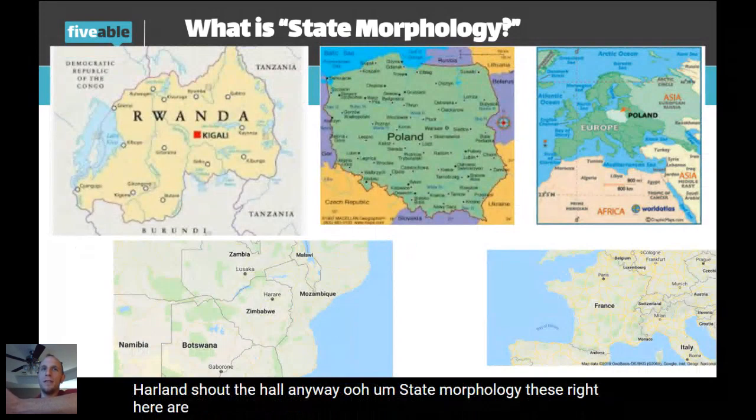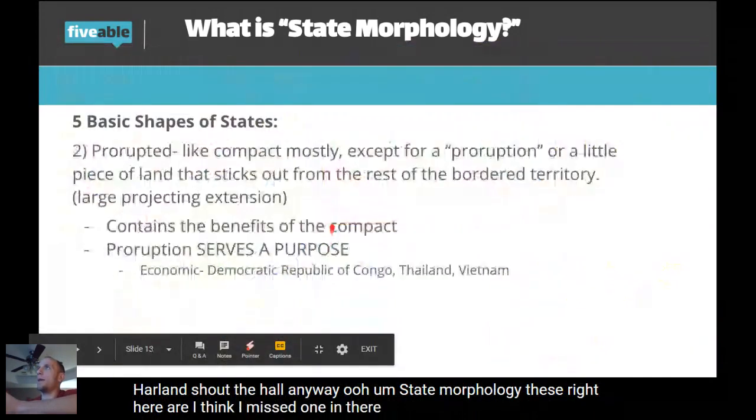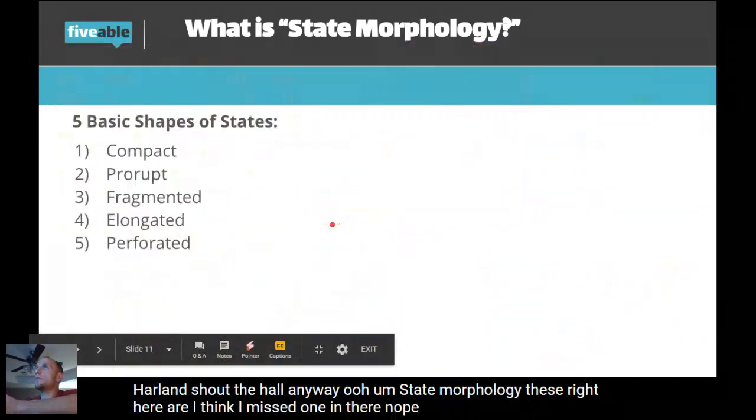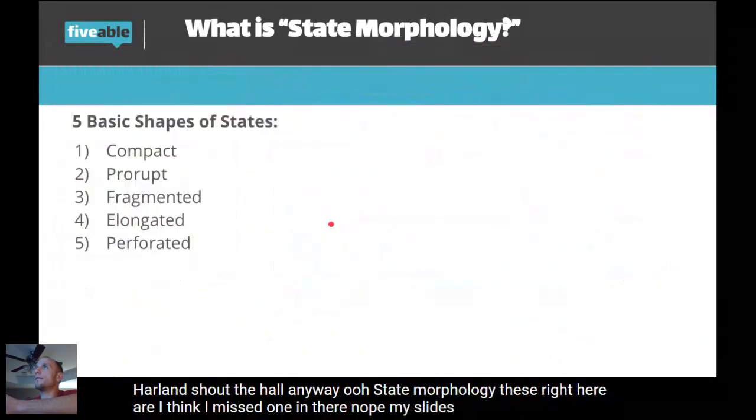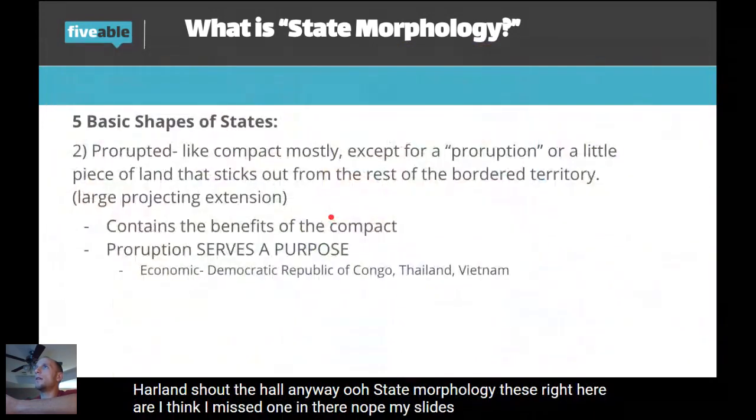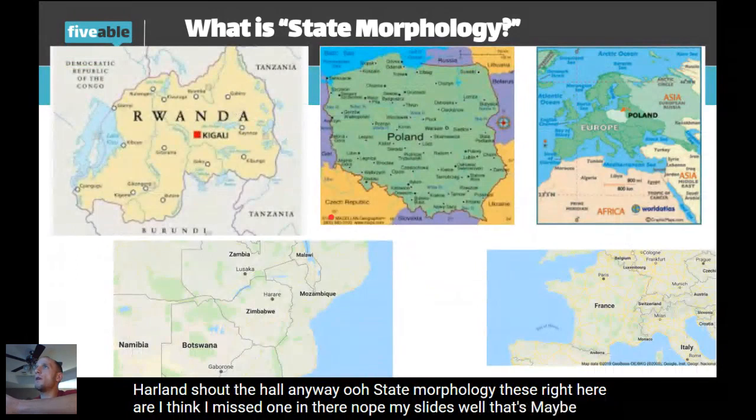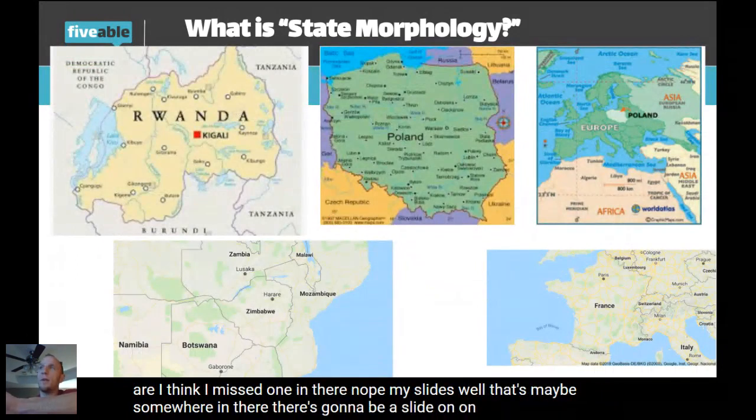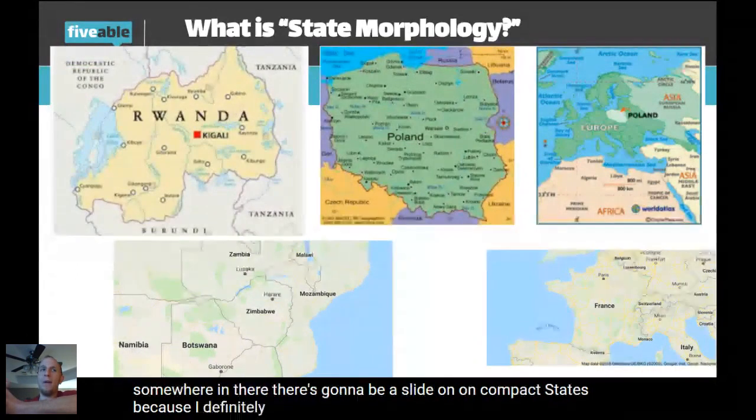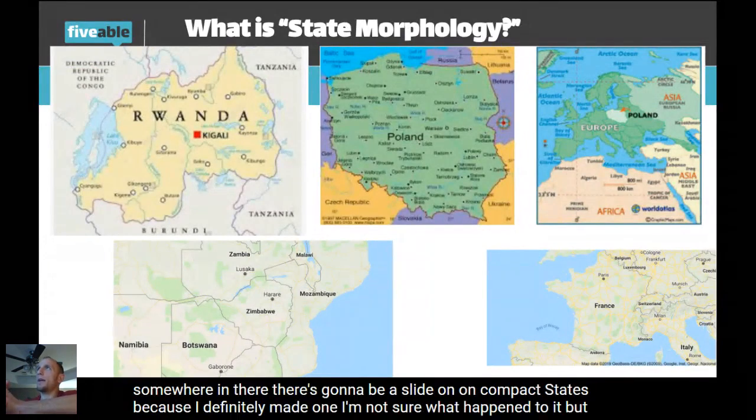State morphology. These right here are, I think I missed one in there. Nope. Where are my slides? Well, they're supposed to be, maybe somewhere in there, there's going to be a slide on compact states, because I definitely made one. I'm not sure what happened to it.